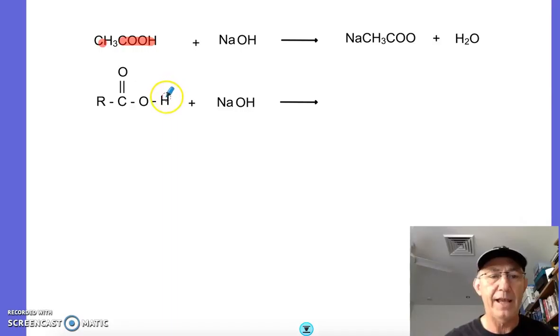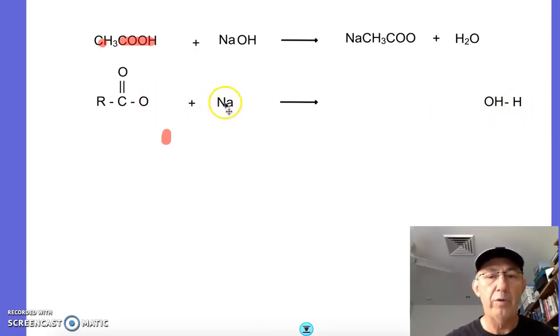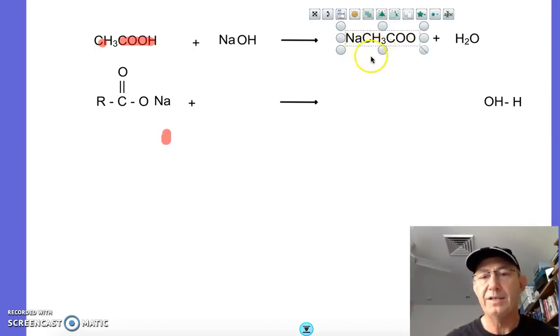Of that carboxylic acid, a hydrogen is the acidic hydrogen. So during a reaction between the acid and a base, this acidic hydrogen is going to come off and join to the hydroxide ion. So there's our acid and our base reacting, and what we would have left would be the sodium salt of the carboxylic acid.